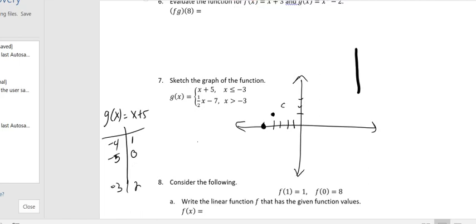But remember I said we're going to use a closed dot. Okay. So that's going to go on forever, right? Anything less to the left. So if I draw my graph, that would be my graph.